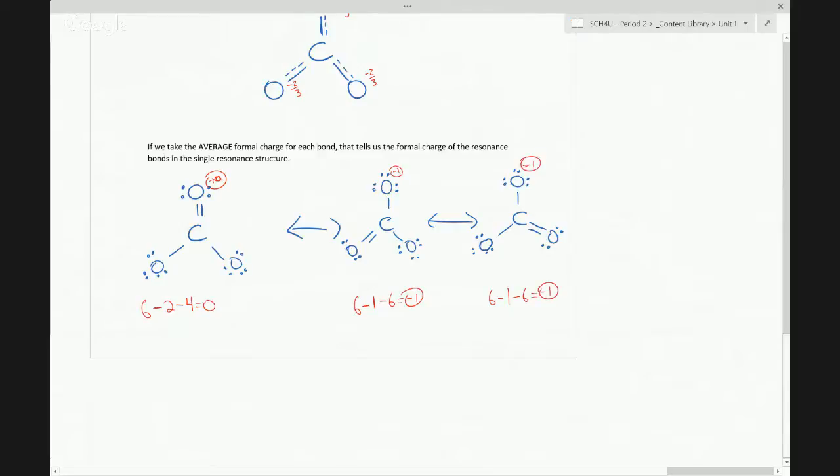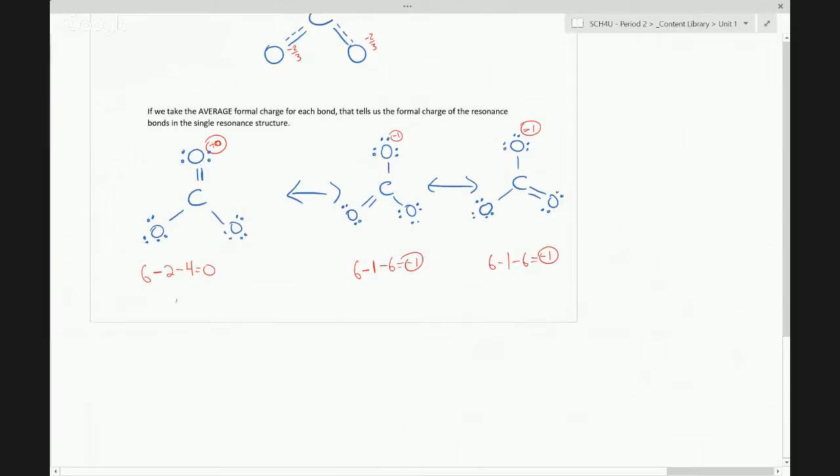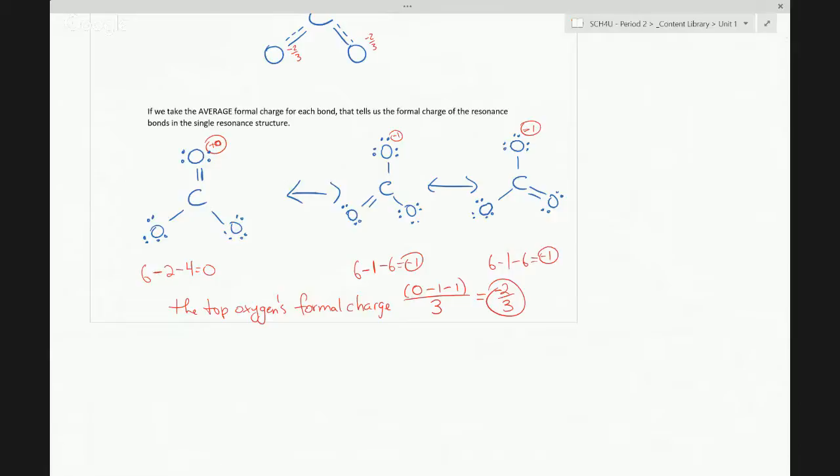So we would put that there, and we would say the top oxygen has a formal charge of 0 minus 1 minus 1 divided by 3. It's just the average, and that works out to -2/3. And we could repeat this process for all 3 of the oxygens. We're going to get the exact same number. We could also repeat that process for the carbon, but of course in its case it's 0, 0, and 0. So that's just going to work out to 0.